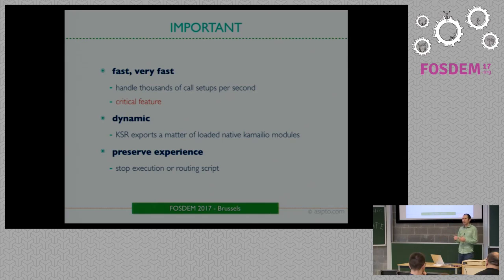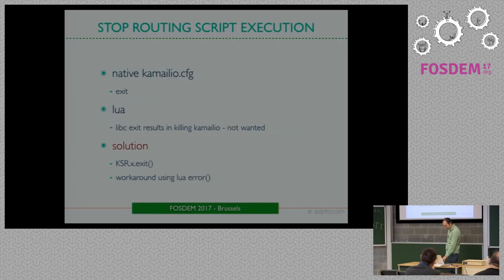Because the exit from Lua is actually stopping the interpreter. The interpreter is Kamailio now, because it's already embedded there. Killing Kamailio, probably nobody wants that, right? For each call, like we have, relay exit, that would mean relay and kill Kamailio, right?